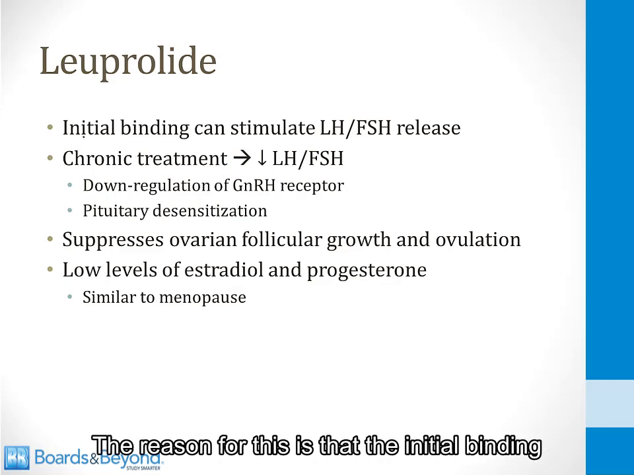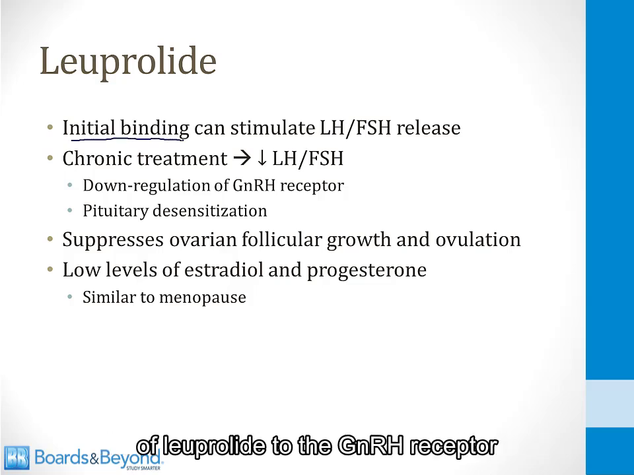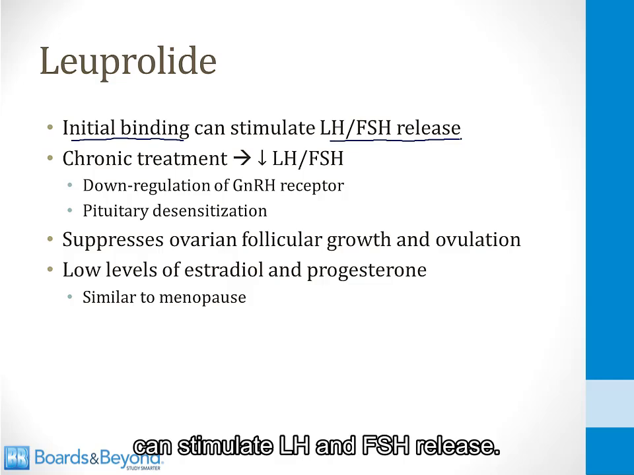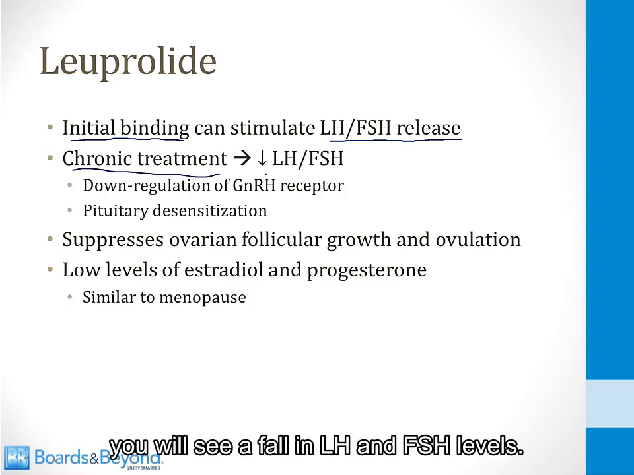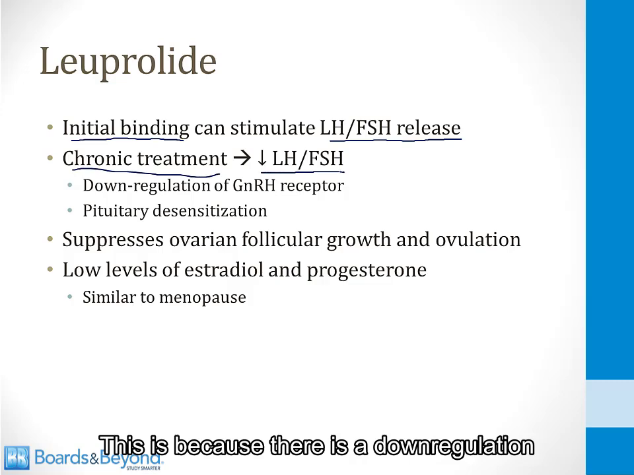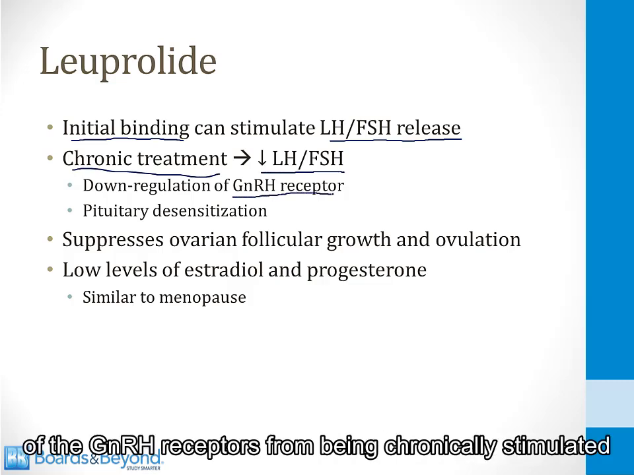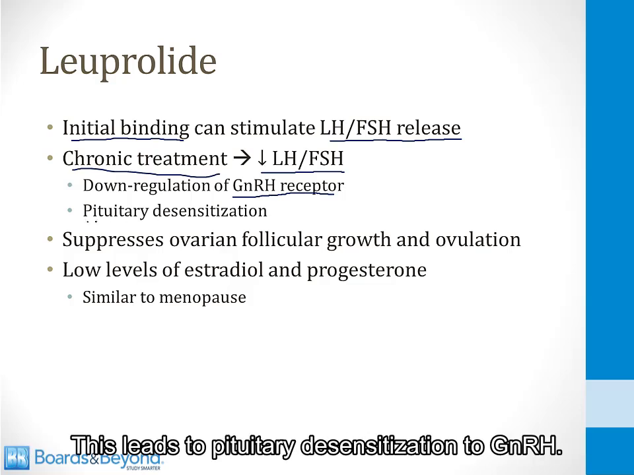The reason for this is that the initial binding of Leuprolide to the GnRH receptor can stimulate LH and FSH release, and thus the drug can function as an agonist. However, with chronic treatment, you will see a fall in LH and FSH levels. This is because there is a downregulation of the GnRH receptors from being chronically stimulated by Leuprolide. This leads to pituitary desensitization to GnRH.